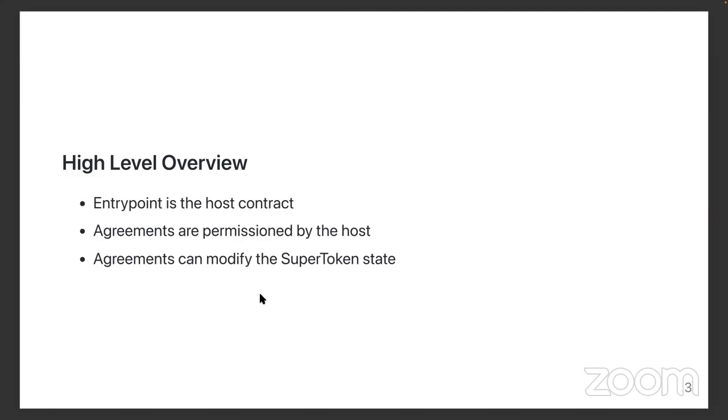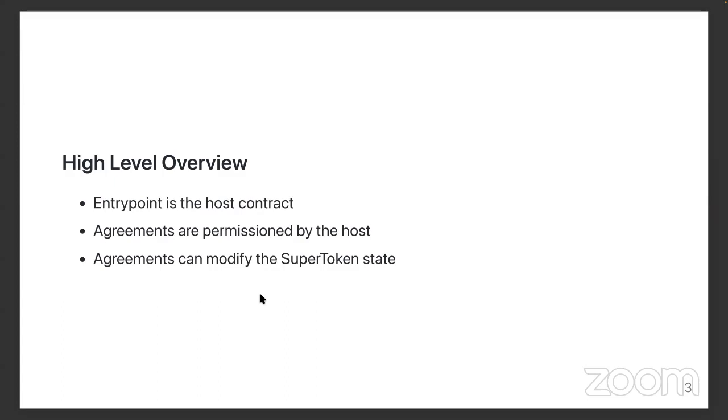So, high-level overview. Pretty sure this is familiar to everyone, but the entry point of Superfluid to do anything with agreements is the host contract. So you do call agreements. And these agreements are permissioned by the host, and the agreement contracts are the only thing that can modify the super token state. GDA is no different, so everything is still exactly the same in this way. So there's a trust assumption that the agreements are correct. Everything that touches the super token state from within the agreements must be correct.